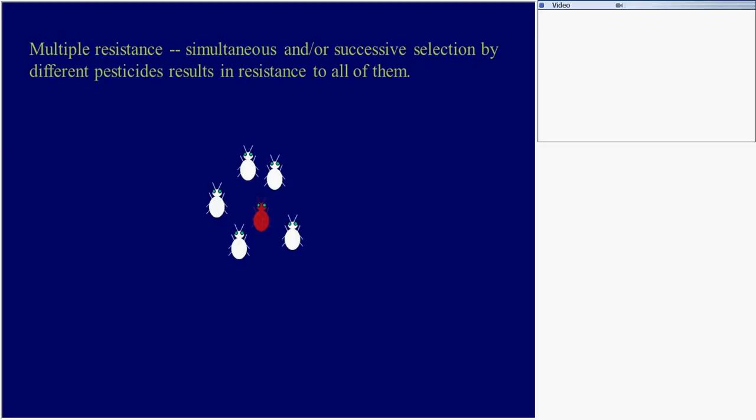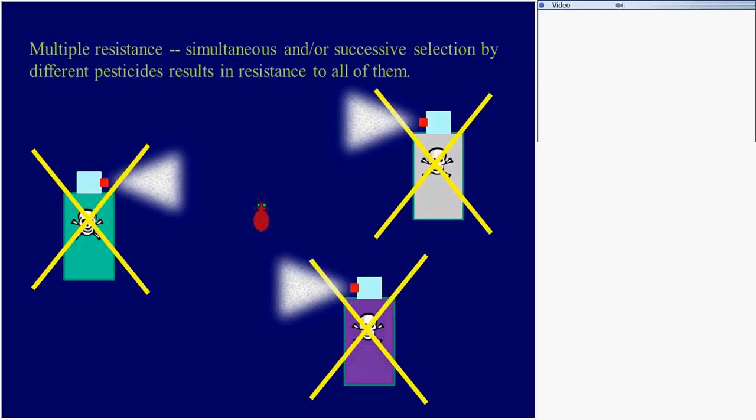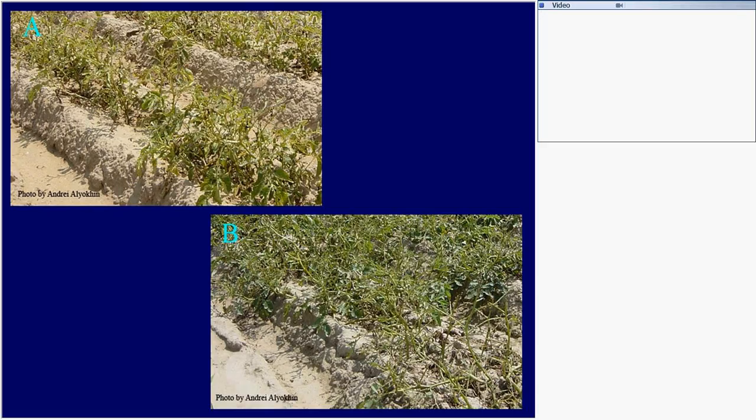And there is also multiple resistance, which is basically the same end result, but a different mechanism. This is when simultaneous or subsequent selection by different chemicals results in a population that's resistant to all the chemicals. So again, different process, the same outcome. The so-called superbugs are resistant to a number of different chemicals.